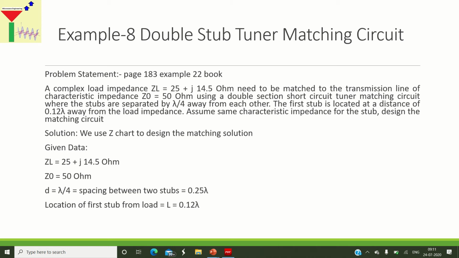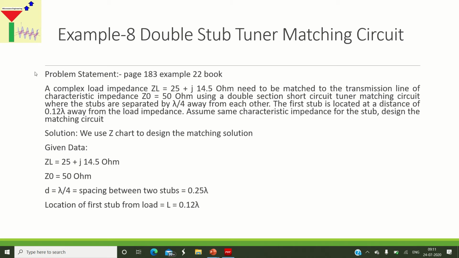Now in this problem statement, we are going to design a double stub parallel matching circuit, and this double stub matching circuit is short circuited at the ends. This problem is taken from my own book, and you will find it on page number 183, the 22nd problem. I will read out the problem statement first, and then step by step we will solve this example. Please remember, this is the second example on impedance matching using a double stub tuner, in which we are going to see the second variant.